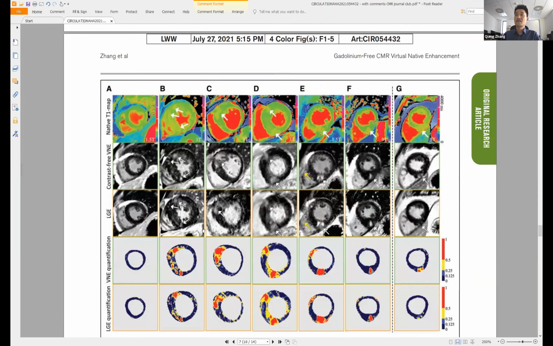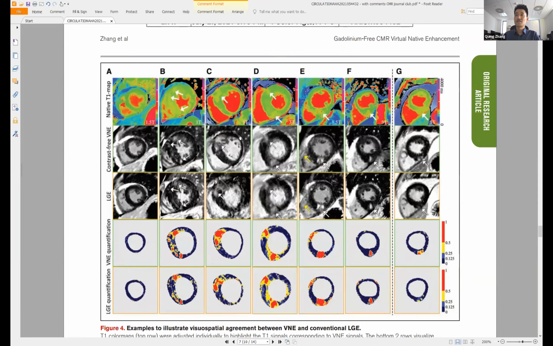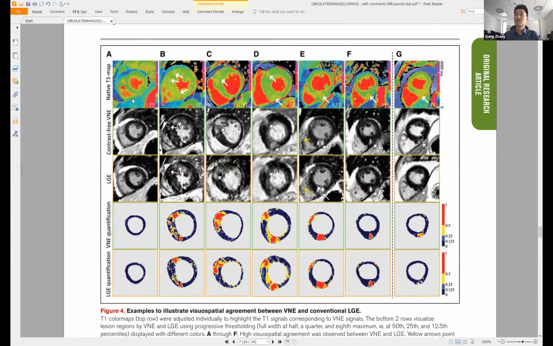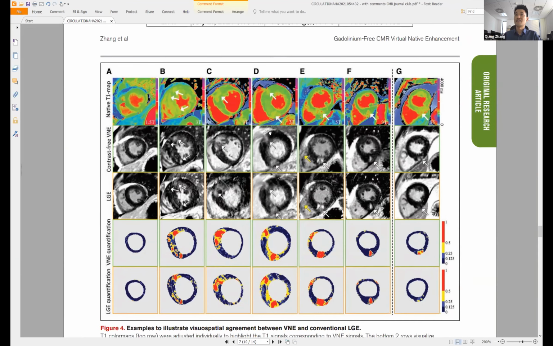So for lesion detection, let me show these results with this figure. We have 7 patient examples from the 7 columns, and from top to bottom we have the native T1 map that's carefully windowed to reveal the HCM lesion, the contrast-free VNE images and the contrast-based LGE images, and then the VNE and LGE quantification and visualization using the progressive thresholding method as described earlier on.